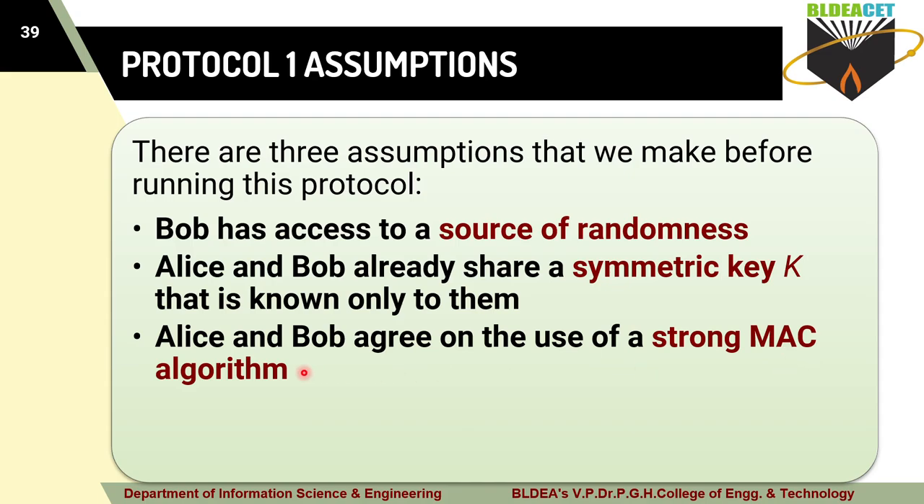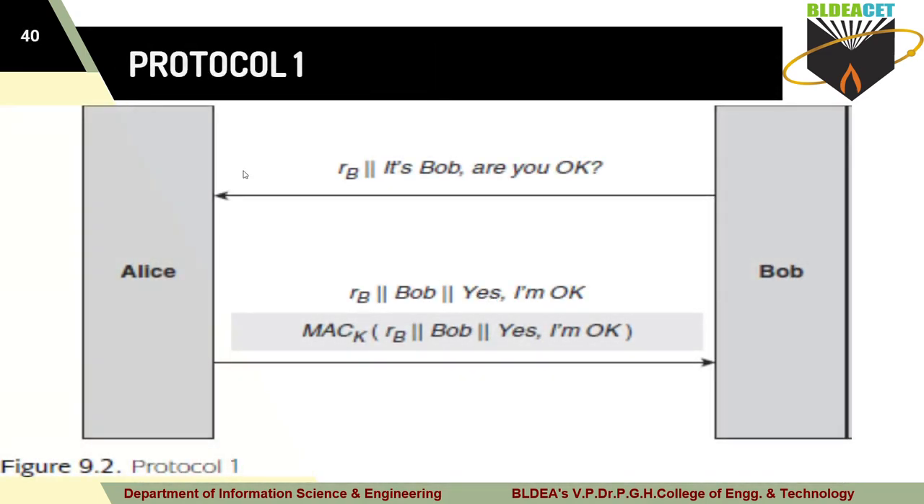For generating the message authentication code, which algorithm you want to use must be agreed first. And the one key you are using here is the symmetric key. You are also generating the randomness, and which pseudo random generator algorithm you are going to use is known by Alice and Bob. So these are the assumptions, the things already known by Alice and Bob, and based on these assumptions protocol 1 is developed.